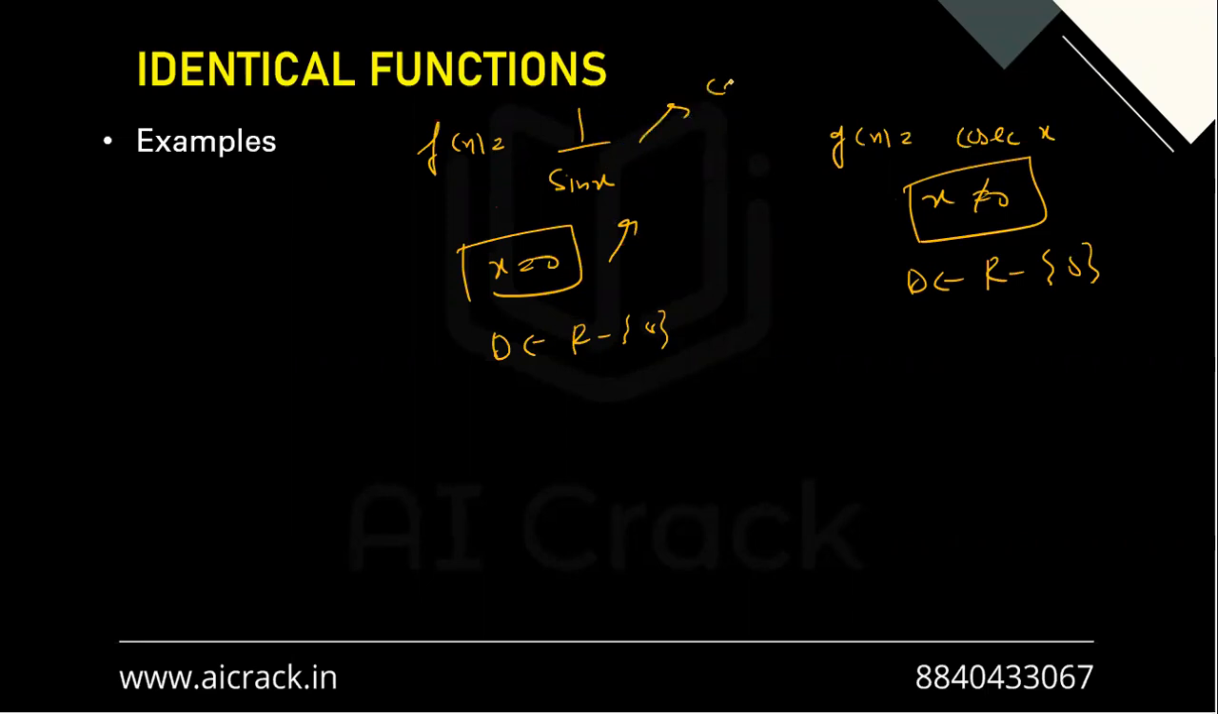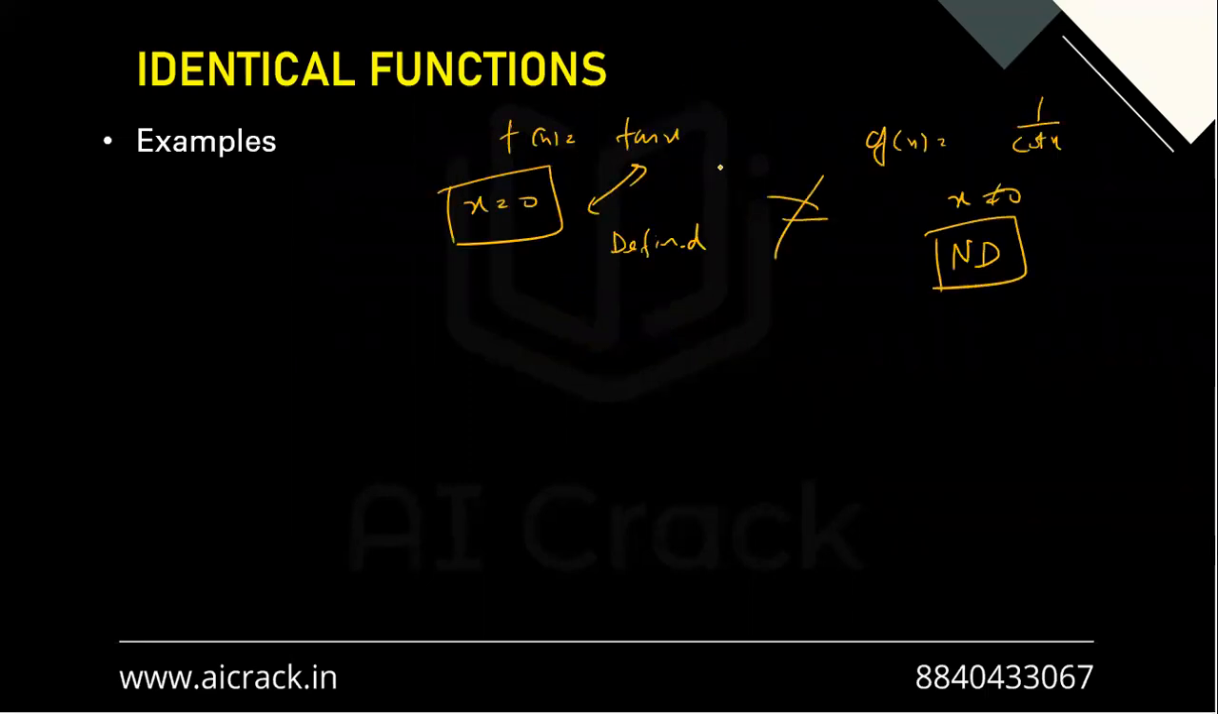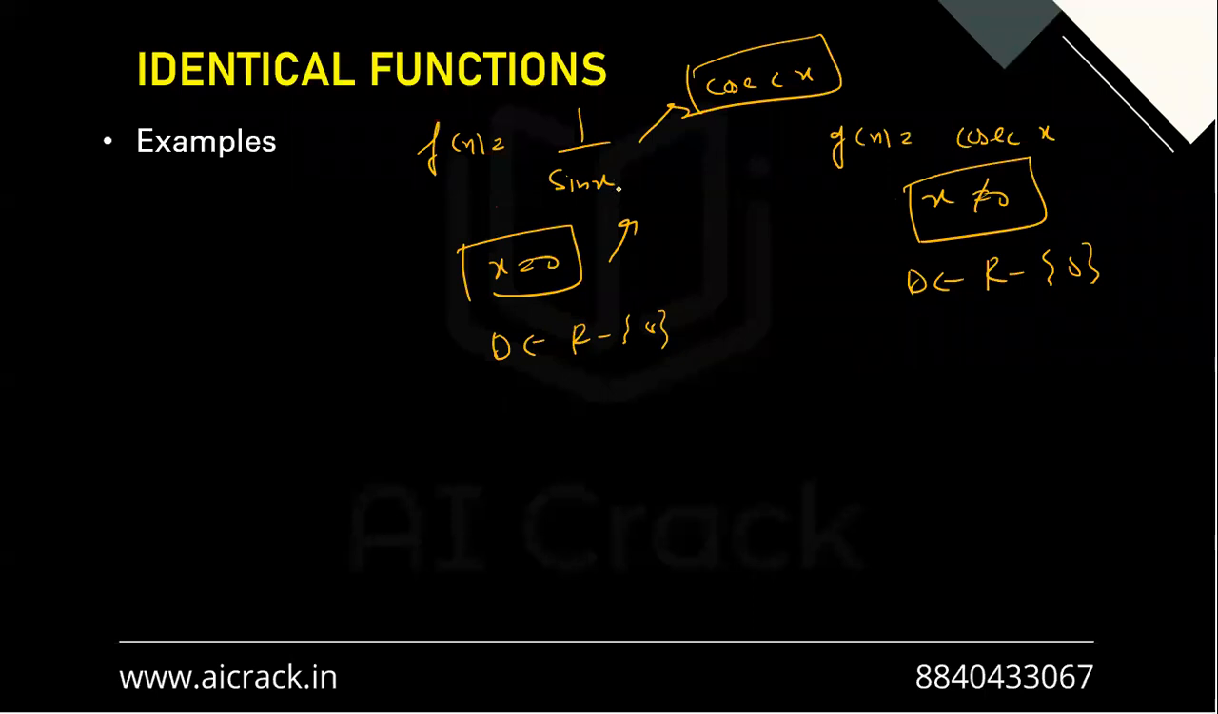We can write this as cosec x, but we can write it only when we have established that the domain is the same and the range is the same, right? So we can clearly see that these two functions are identical. Now this might sound very counterintuitive, that tan x is not equal to 1 by cot x, but 1 by sin x equals cosec x. So that is how it is.